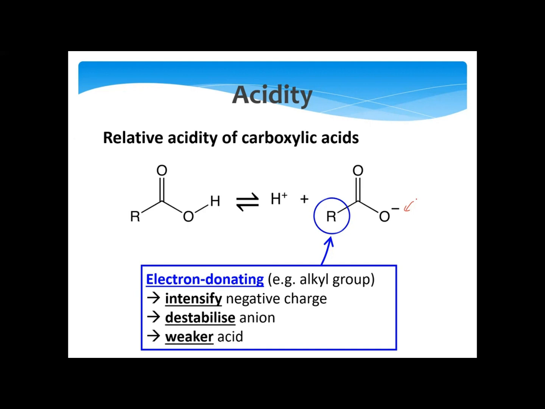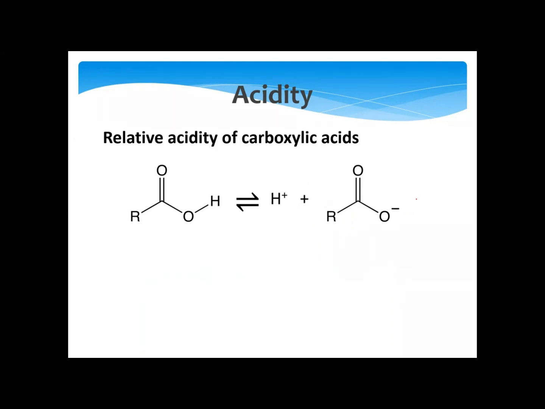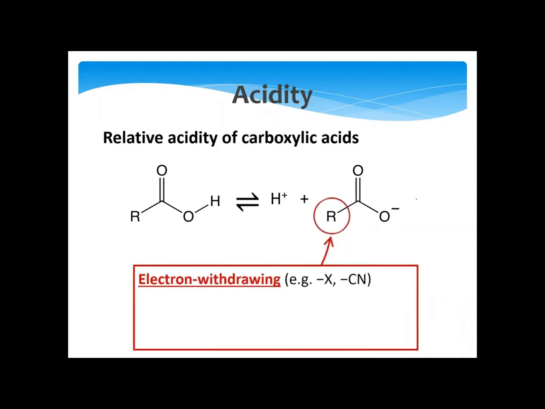So what if I have an electron withdrawing group instead of an electron donating group? Earlier we saw all the fluorine atoms. Make a guess, are they electron donating or electron withdrawing? If you have an electron withdrawing group, the reverse will be true, because the electron withdrawing group can disperse the negative charge.